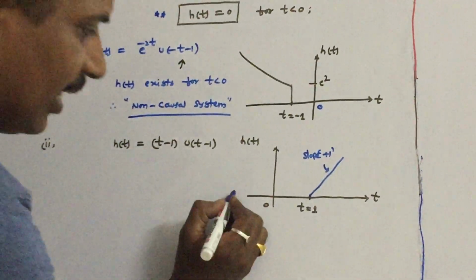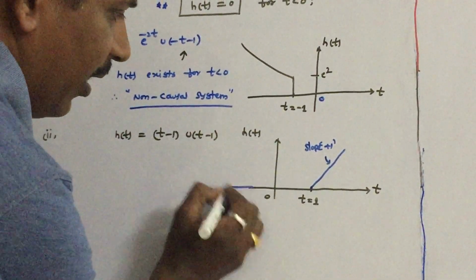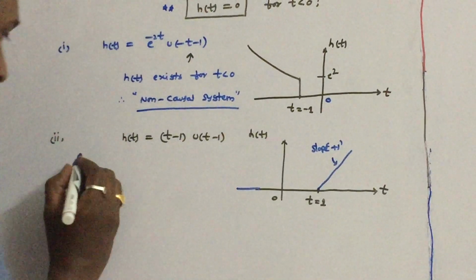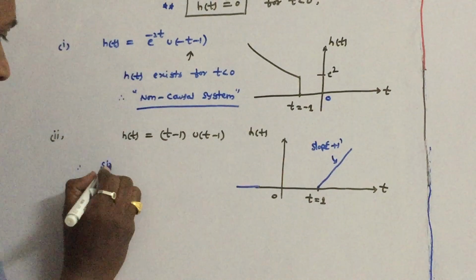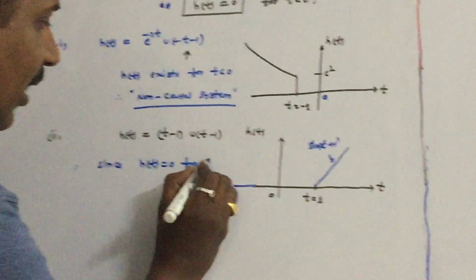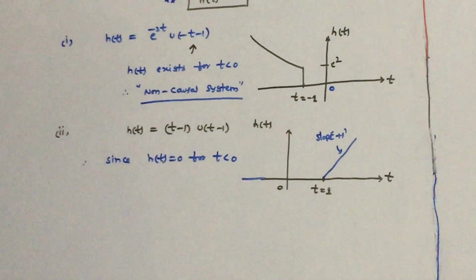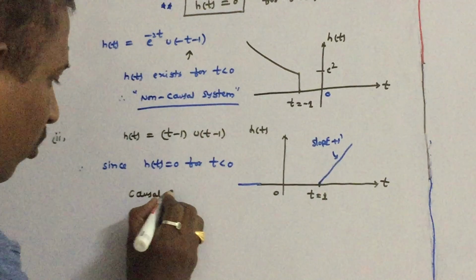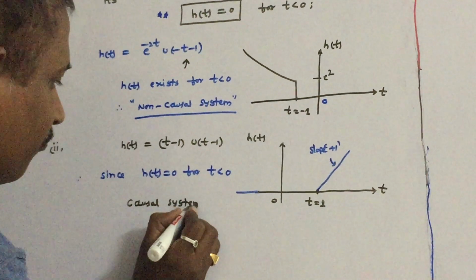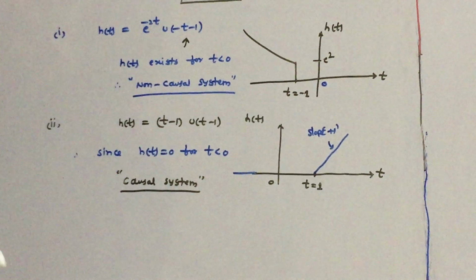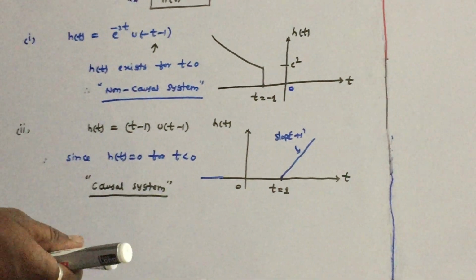You can clearly see that there is no impulse response on the negative side. Therefore the impulse response exists only on the positive side. Since h of t is equal to 0 for t less than 0, the system is said to be a causal system. This is how we have to notice whether the given system is causal or not. So let us see the third example.